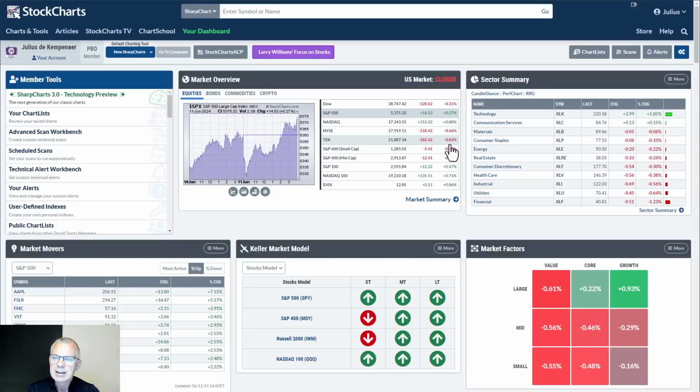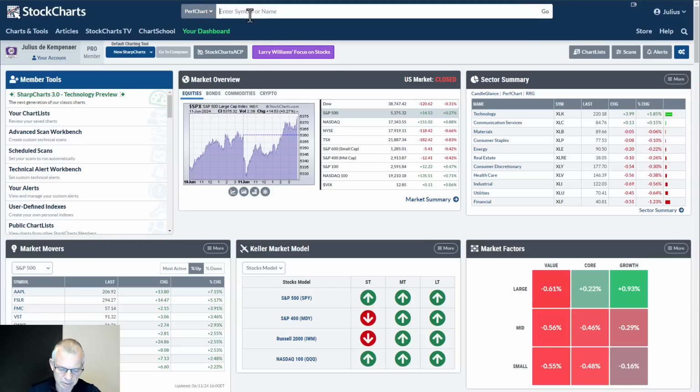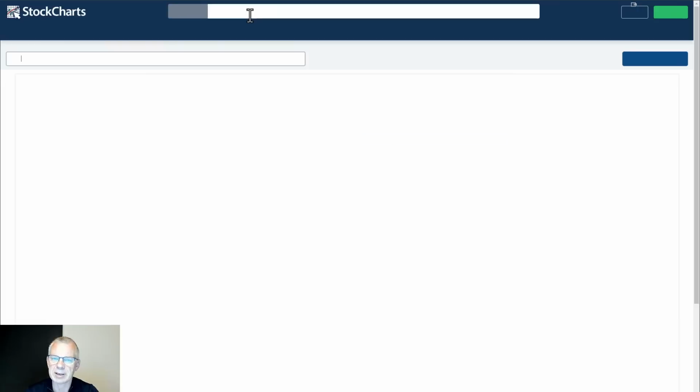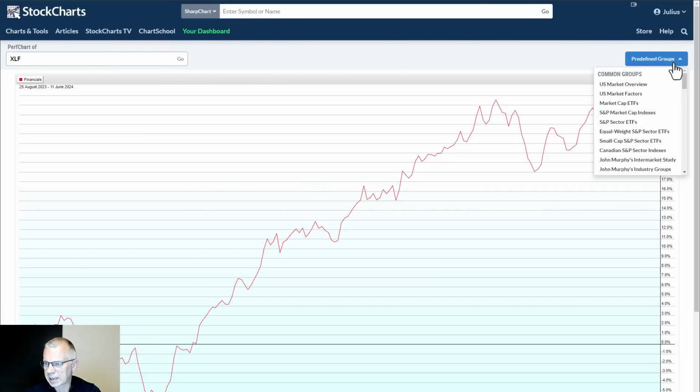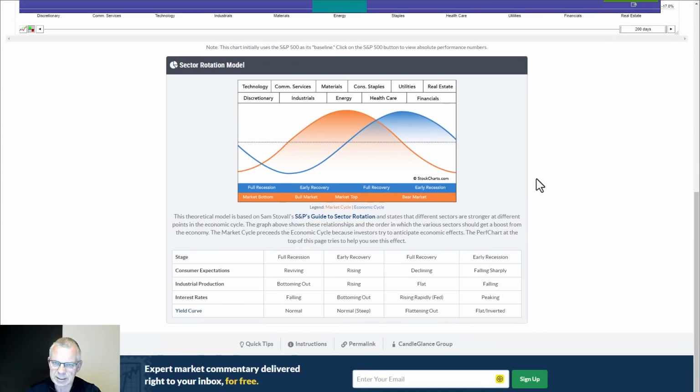Anyway, enough of that. As I said, I want to talk about the sector rotation model, and just to bring that back in memory, let me jog that a little bit. You can find the theoretical sector rotation model on the page where we have the perf charts on Stockcharts. So if you go to perf chart and you just stick in XLF, doesn't really matter, and then you select the S&P sector ETFs, and below that you will find the sector rotation model.